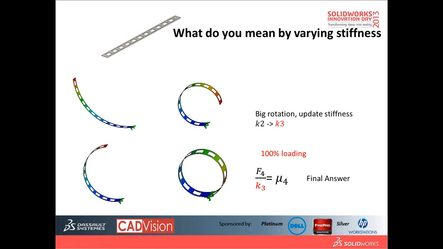Okay. So this is more of a concept explanation. In the real scheme behind it, there could be more steps. But anyway, one important point to note is that for the final answer in nonlinear analysis, the stiffness is actually varied during the solving process. Hence, it yields very realistic results in these problems.